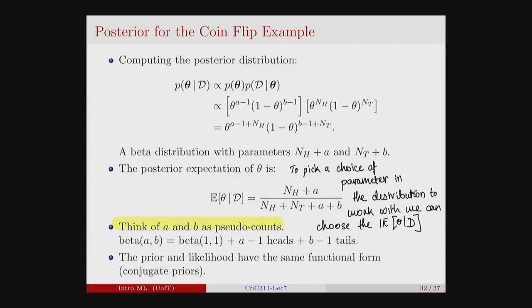And the intuition you should have for a and b is as behaving as pseudo-counts, which is because beta of a plus b can be written as beta of 1, 1 plus a minus 1 heads plus b minus 1 tails. So think back to the example that we had where we observed exactly 2 heads in our data set. Sorry, nh was 2 and nt was 0.